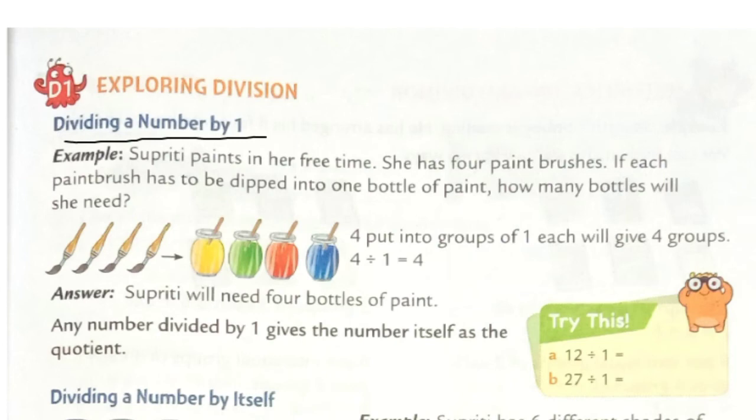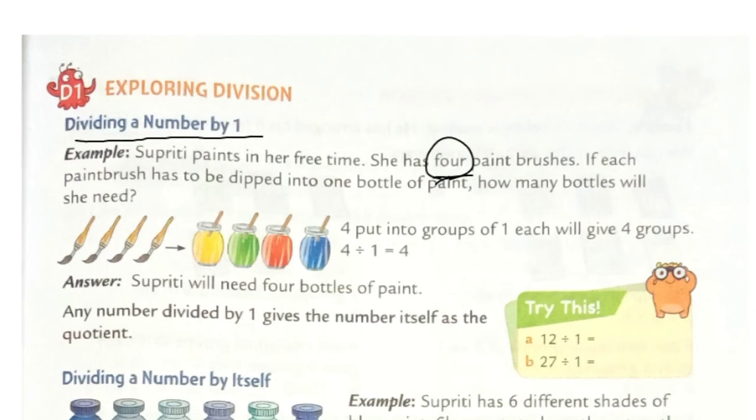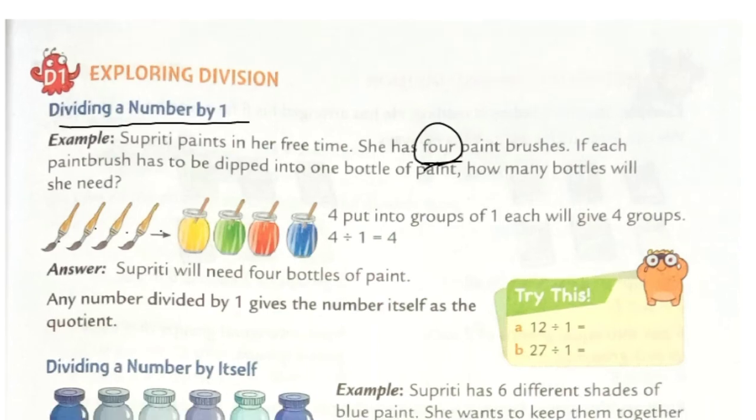Just see this example. Supriti paints in her free time. She has 4 paint brushes. If each paint brush has to be dipped into 1 bottle of paint, how many bottles will she need? Supriti has 4 paint brushes, and she wants to dip these 4 paint brushes in 1 bottle each. It means she wants 1 brush in 1 bottle. So for 4 brushes, she will need 4 bottles of colors.